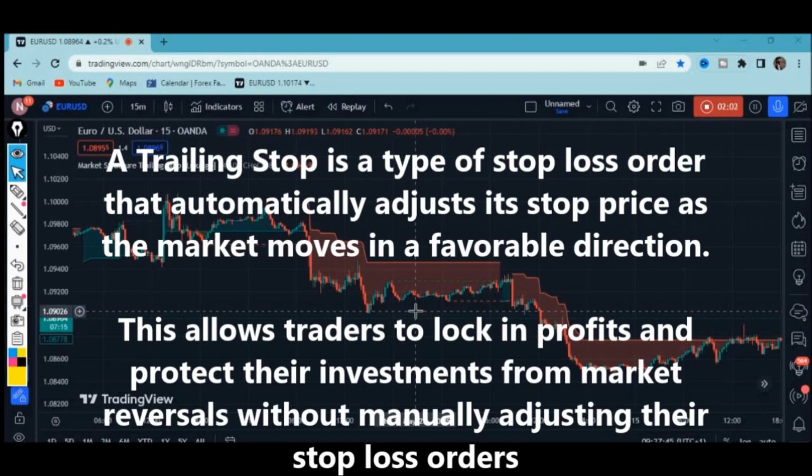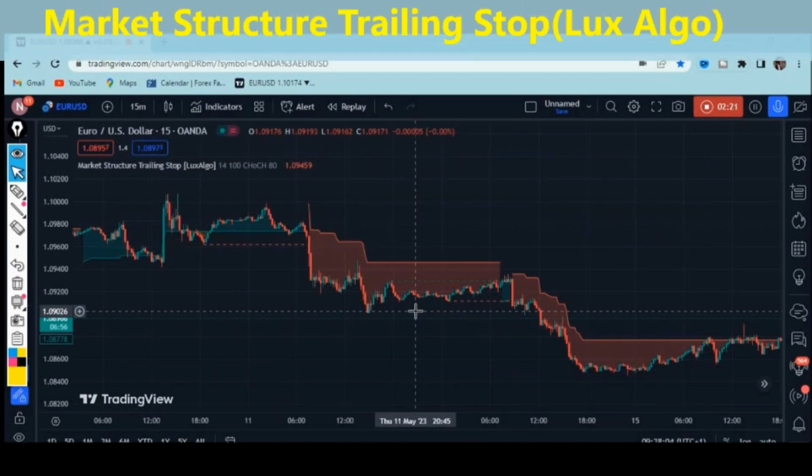Okay, so you can see how important a trailing stop is. It's a type of stop loss order. This will help you avoid losing your money. You always close your orders in profits. That's what it can basically tell you.